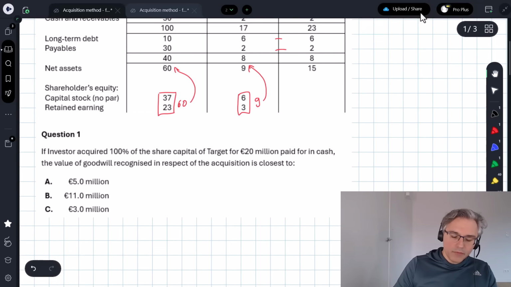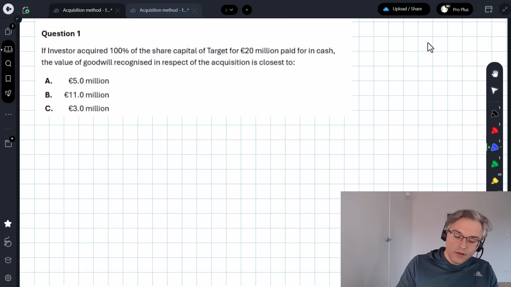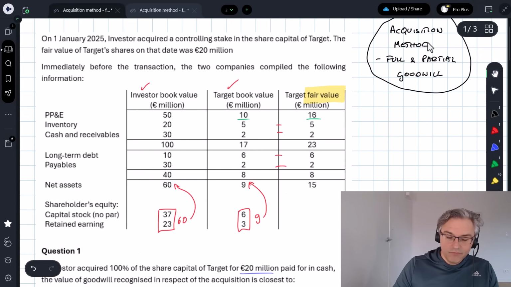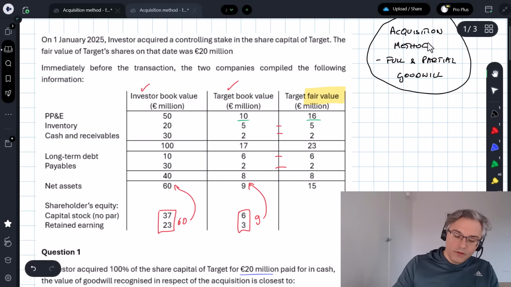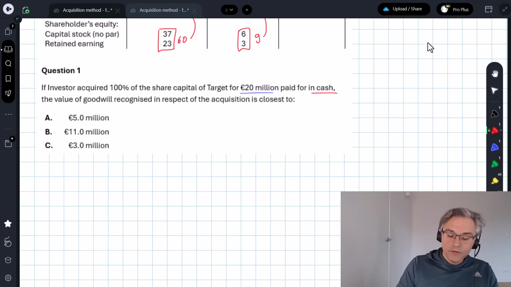Now, a warm-up question is question 1. If investor acquired 100% of the share capital of Target for 20 million, which we are told before is the fair value of Target's shares, 20 million, yeah? If they paid that fair price, and they paid it in cash, the value of goodwill recognized in respect of the acquisition is closest to.